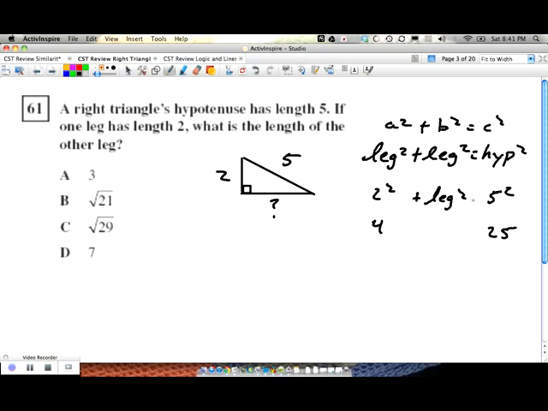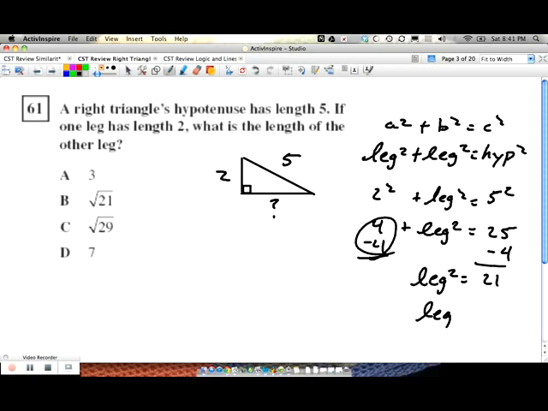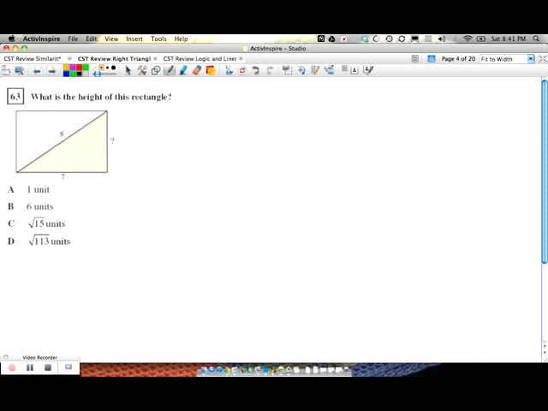Well, 2 squared is 4, 5 squared is 25, and then we have this leg squared in between them, so I'm going to subtract 4 from both sides. Gives me a 0 on the left and 21 on the right. Leg squared equals 21. So if I square root each side of that, now we get the leg equals the square root of 21. Hey, that's an answer. Awesome. Awesome possum. Let's do another one.